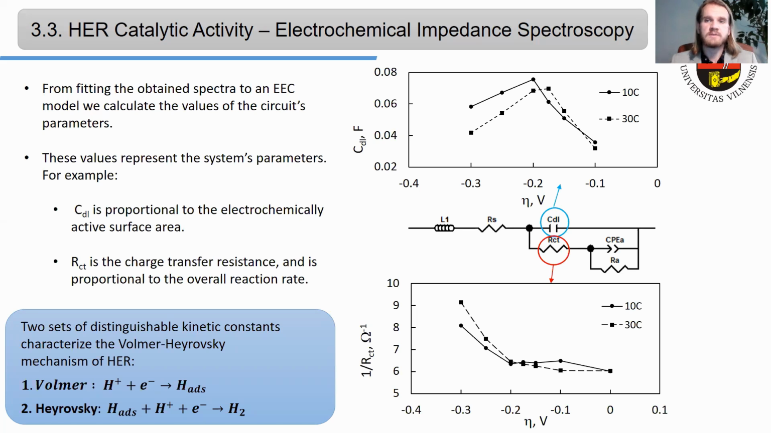The charge transfer resistance is also important, as it is proportional to the rate of electrochemical reaction, in this case, the Heyrovsky hydrogen recombination step. And the inverse of the charge transfer resistance as a function of overpotential gives us information similar to polarization curves.